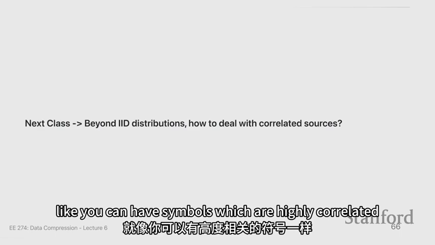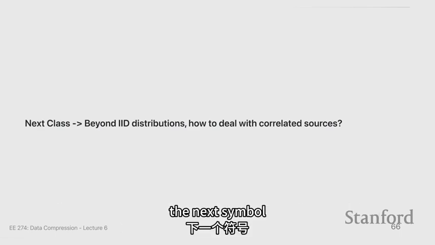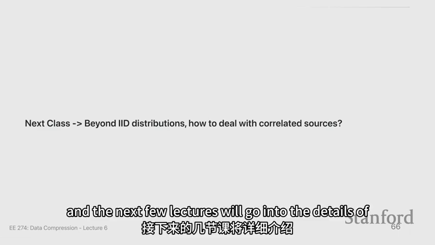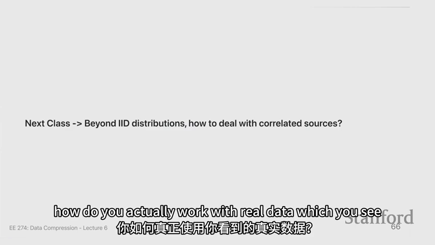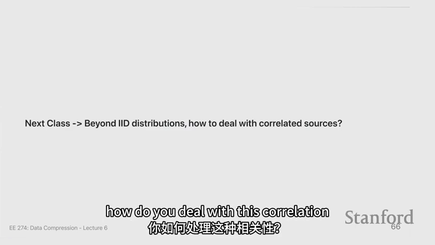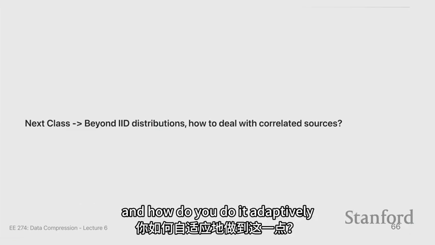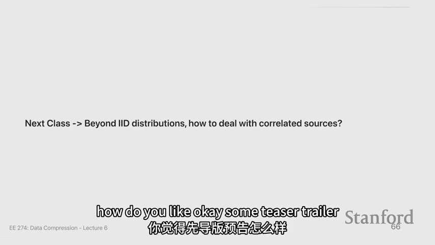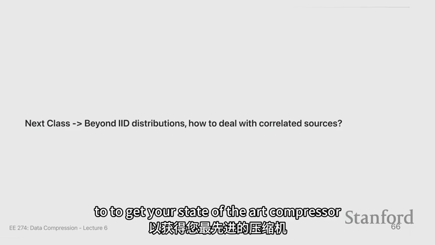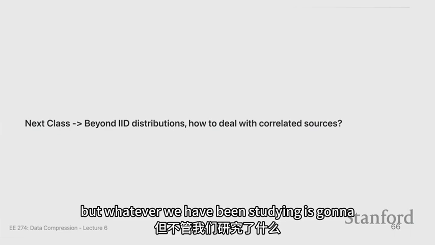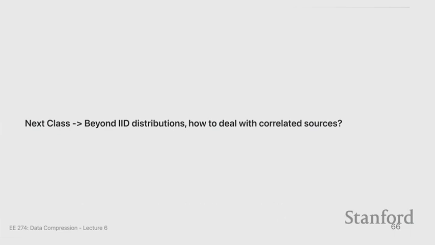But in real life, you can have symbols which are highly correlated. The next symbol might not be independent of the previous one. Take language, right? The symbols are highly correlated. And the next few lectures will go into the details of how you actually work with real data which you see. How do you deal with this correlation while ensuring lossless compression performance? And how do you do it adaptively? Some teaser trailer: how do you use things like LLMs to get your state-of-the-art compressor? So I think we're going to change the direction a little bit, but whatever we have been studying is going to keep building on that. Yeah, thank you.